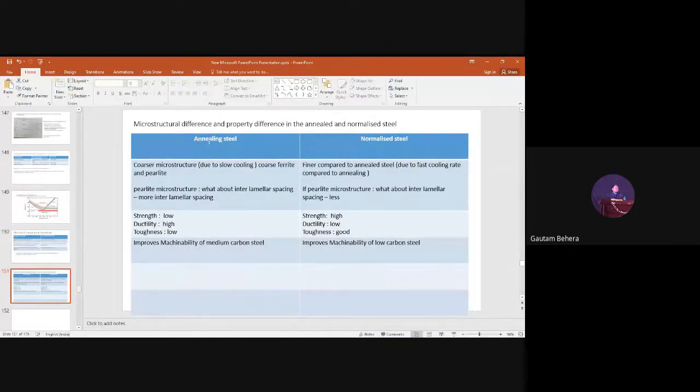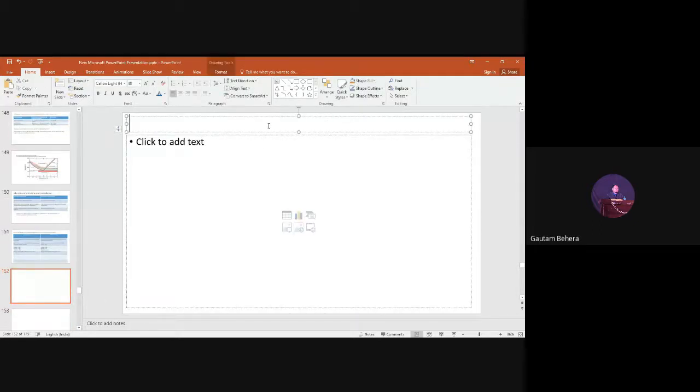Many people ask this kind of question: what is the difference between annealing and normalizing? Can you people conclude this one? Full annealing, basically. I'm not talking about only annealing. I'm talking about full annealing and normalizing. Let me see how many of you can tell me. What is the difference between annealing and normalizing?